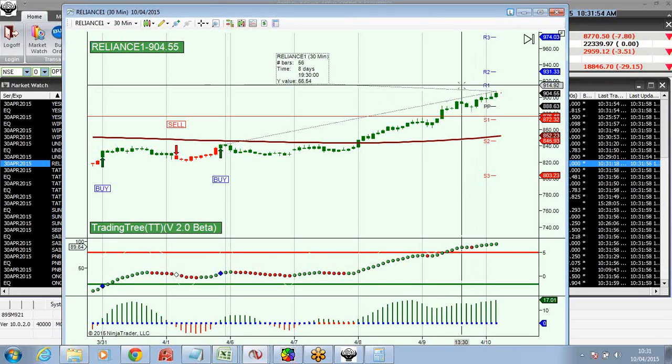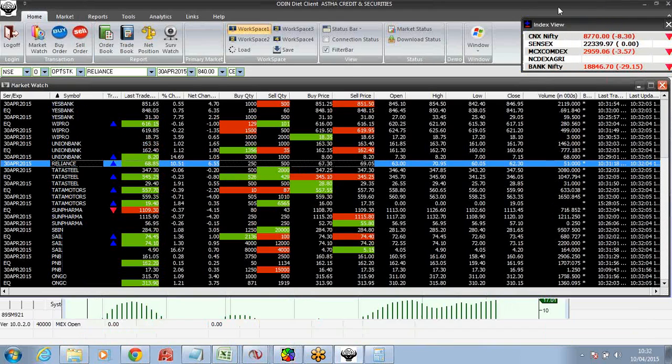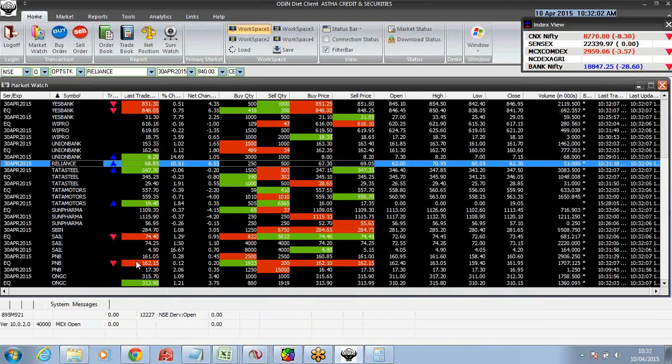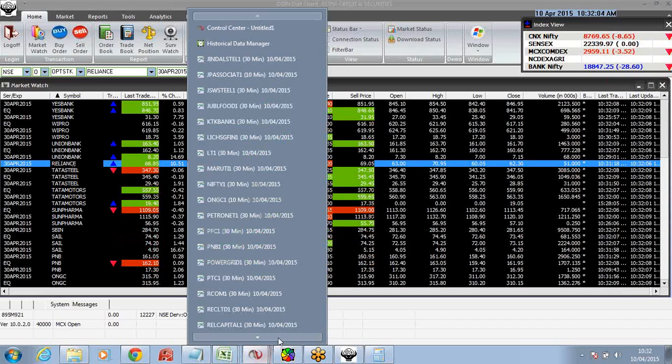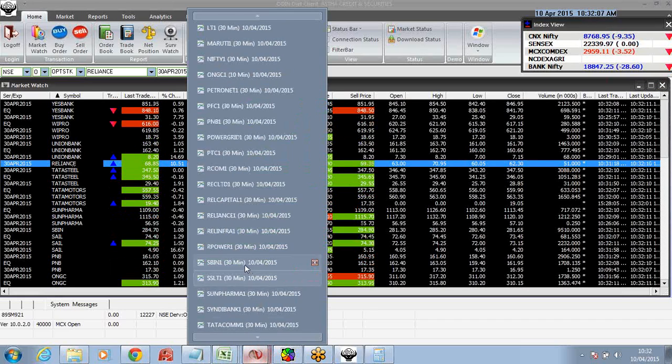So you can make it R1 at least. So you can still wait on this particular call. So that is how we can trade in options. Now let me just take another example. Let's say SBI.